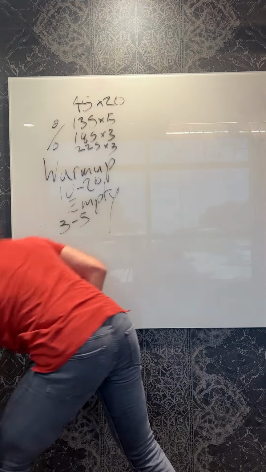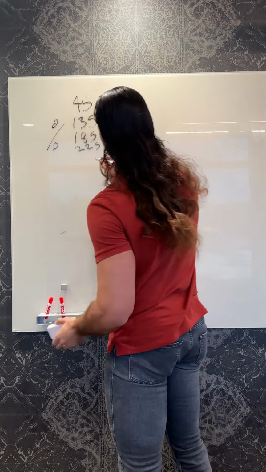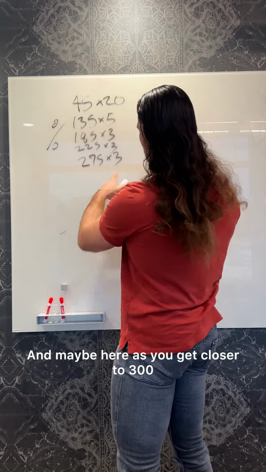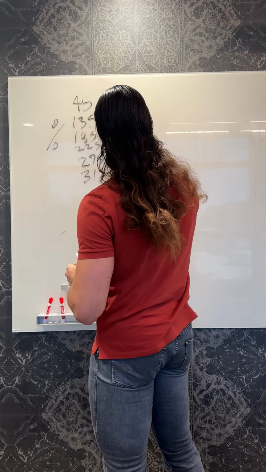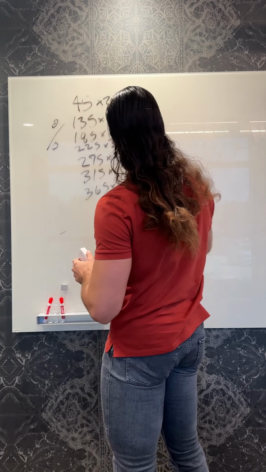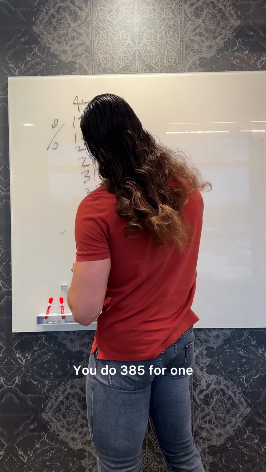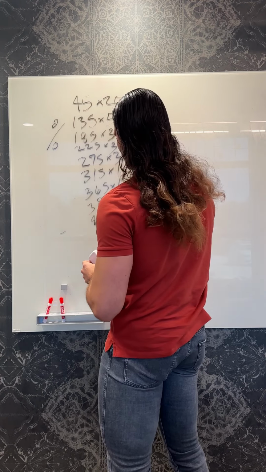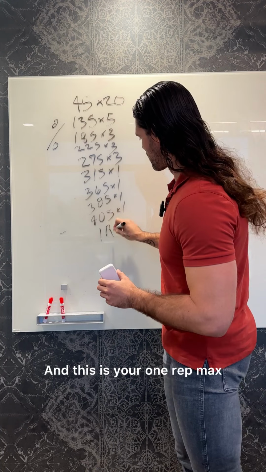Whoops. Don't know my own strength. And you keep adding plates and quarters. Let's say you do 275 for 3. And maybe here, as you get closer to the 300 pound range, now you do 315. Maybe you do 1. Maybe you want to do a little more warming up. You do 385 for 1, and then finally you do 405 for 1 rep. And this is your 1 rep max.